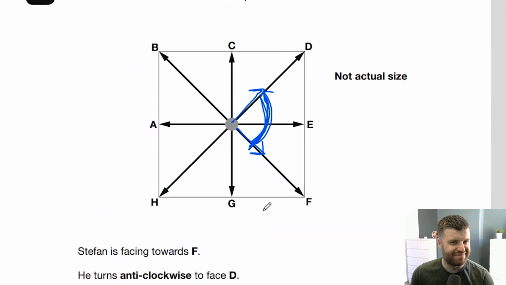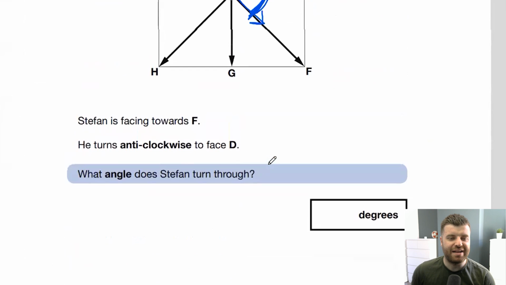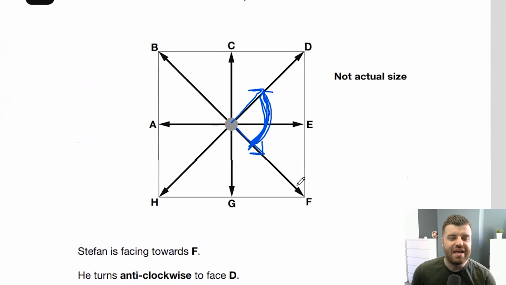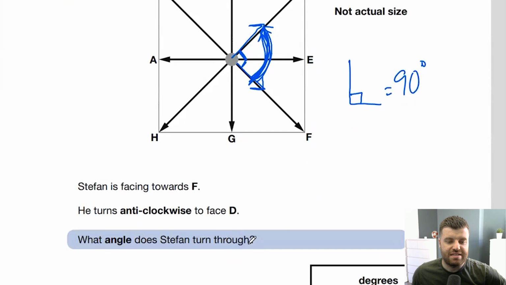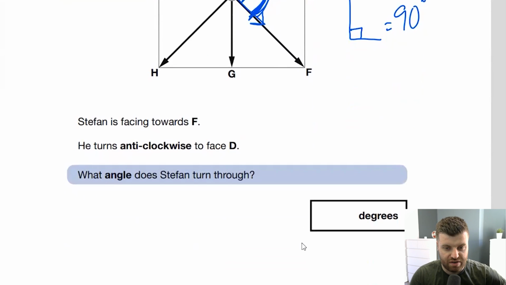Let's look at the question. It's going to be something to do with an angle. What angle does Stefan turn through? Well, he has turned through, and hopefully we can see this here, 1/4 of a full turn, otherwise known as a right angle. And we all know that a right angle is equal to 90 degrees. So the angle that Stefan has turned through is 90 degrees. Remember, anti-clockwise. Very easy trick there to go the wrong way.